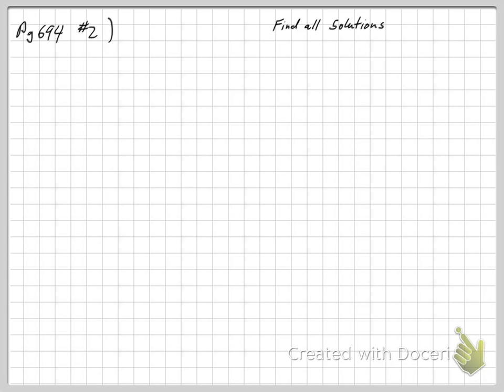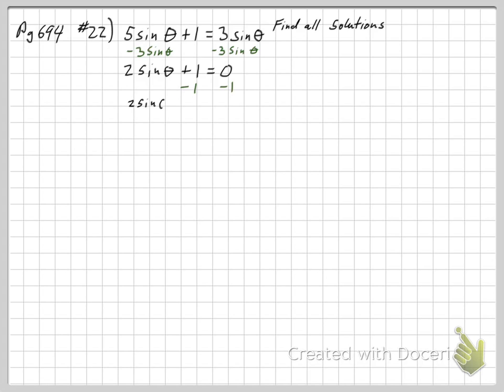Okay, let's see, this one here. Okay, this one's pretty straightforward. Just like we did before, I am isolating the sine term. Okay, so the 5 sine theta and 3 sine theta are like terms, so I can subtract those from each side, subtract negative 1 from each side, divide by 2, sine theta equals 1/2.